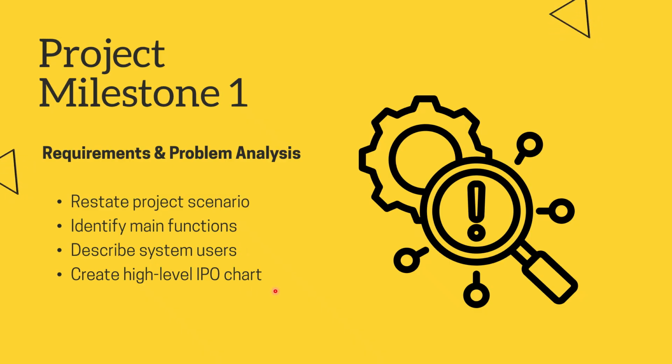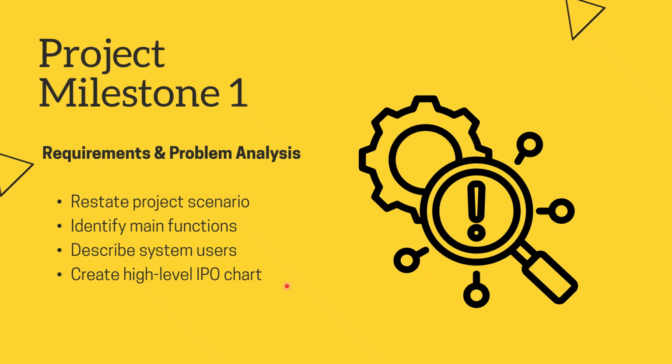Then I want you to create a high-level IPO chart. That means listing the input, what data goes in. This could be like the participant's name, class IDs, cancellation requests, whatever you deem from the video. The P part is processing, of course, what the system does with that data. Does it store it? Does it update it? Does it check for conflicts? Things like that. Think about how it's going to process that data.